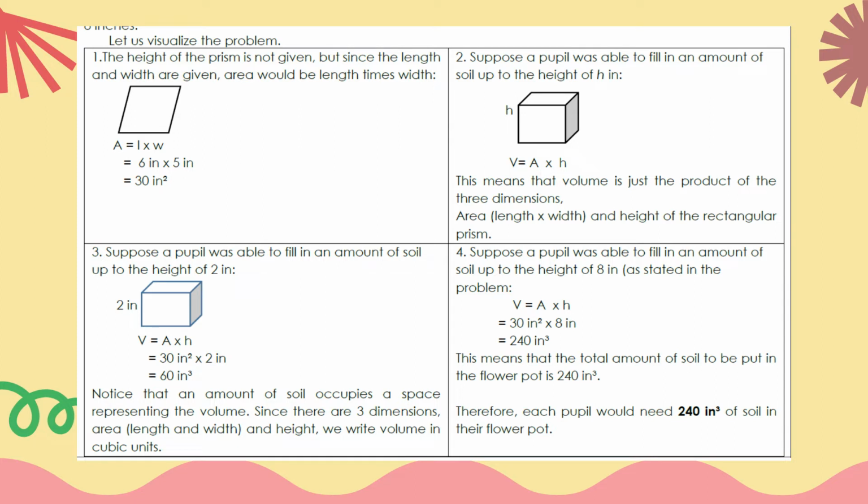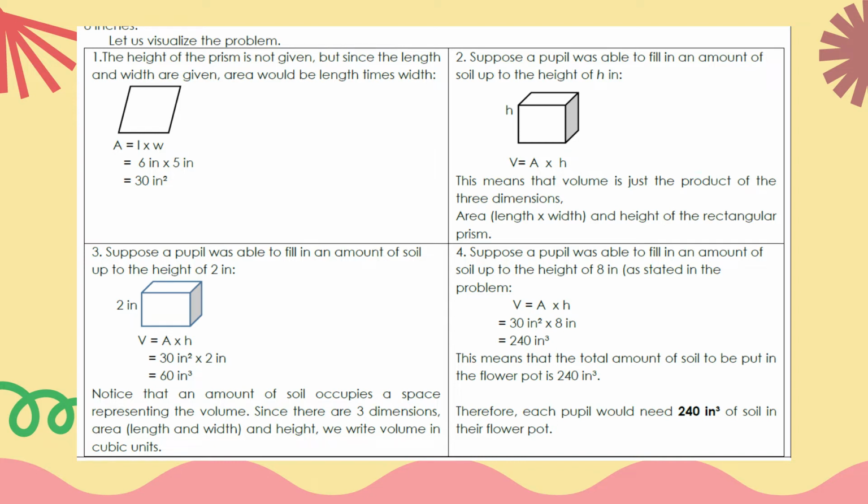Number 2. Suppose a pupil was able to fill in an amount of soil up to the height of 8 inches. So height, then volume is equal to area times height. This means that volume is just the product of the three dimensions: area, length times width, and the height of the rectangular prism.